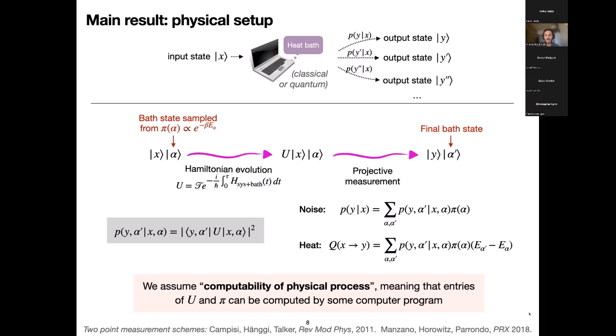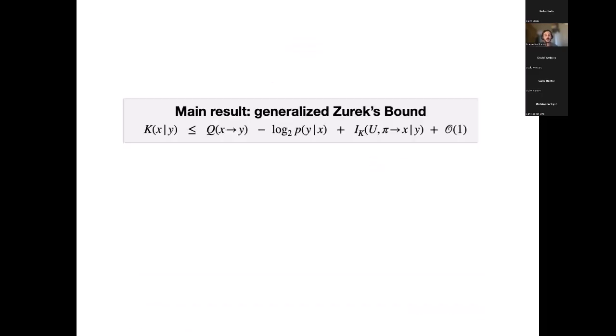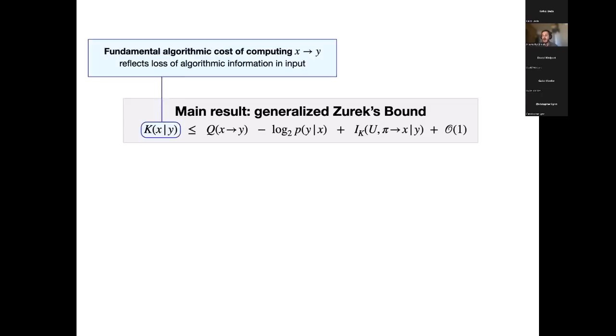So given just this assumption and this very general setup, we now have the result, which is a generalization of Zurek's bound that's derived in full rigor. And this bound says that there's this fundamental algorithmic cost of computing output y from input x. And it is the conditional Kolmogorov complexity of the input given the output. It's the loss of algorithmic information, okay?